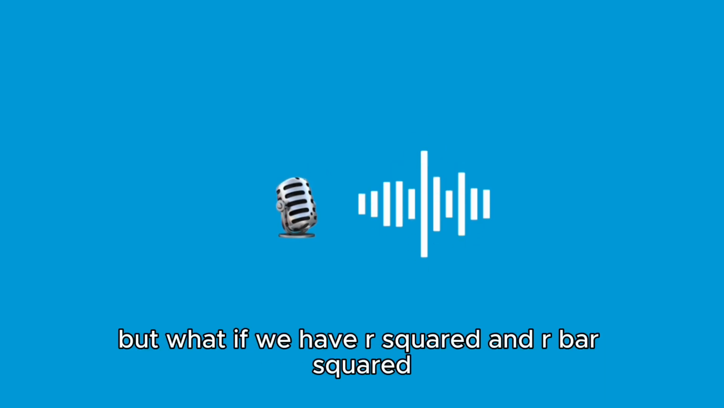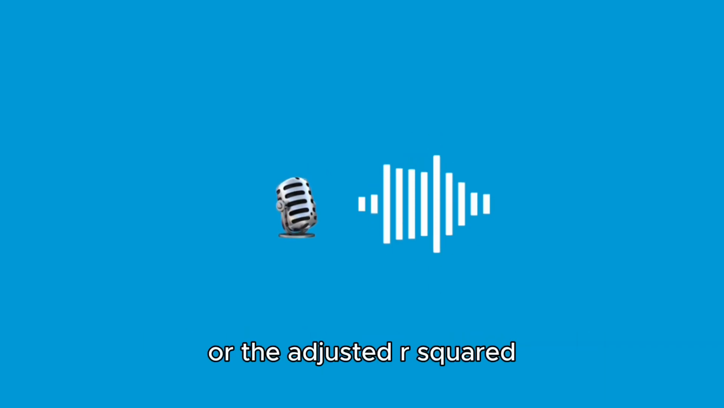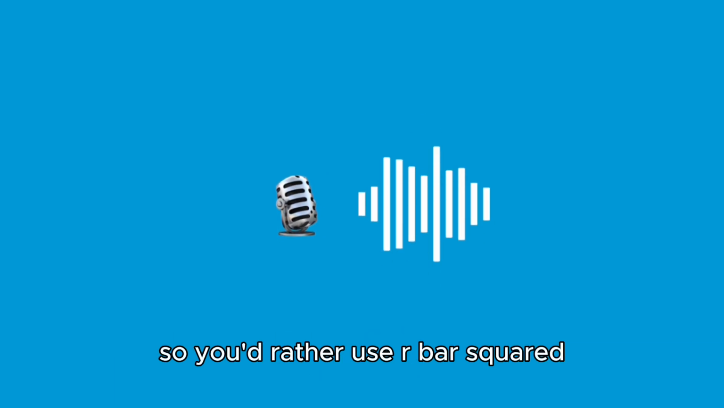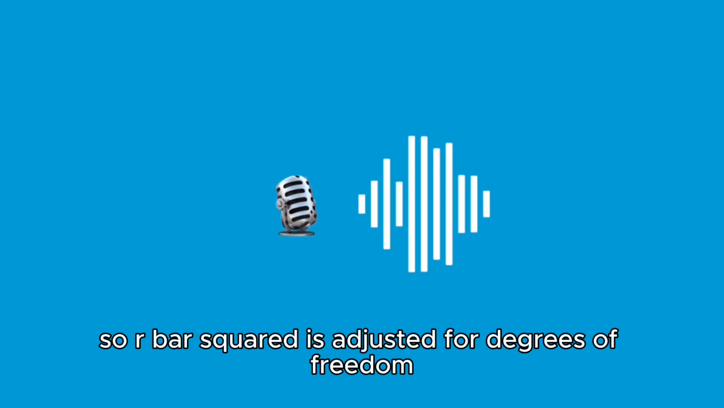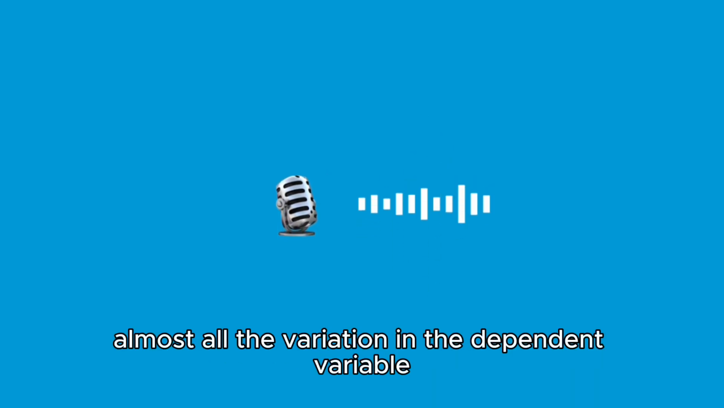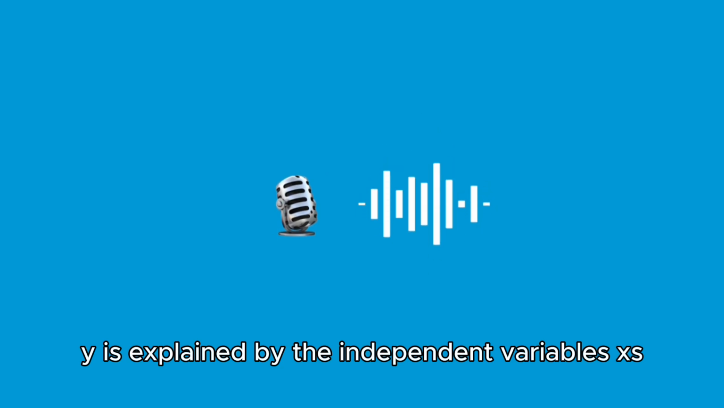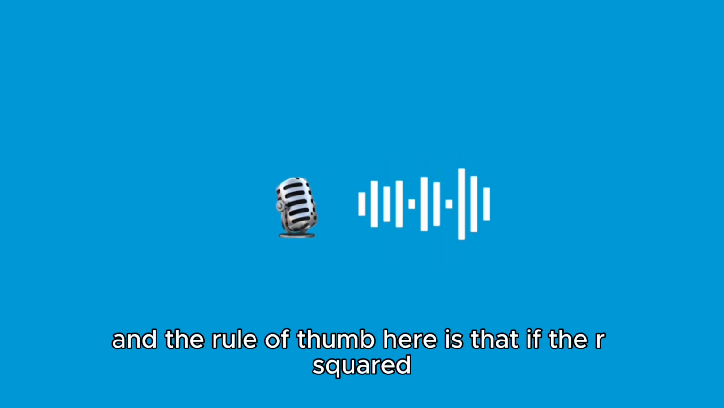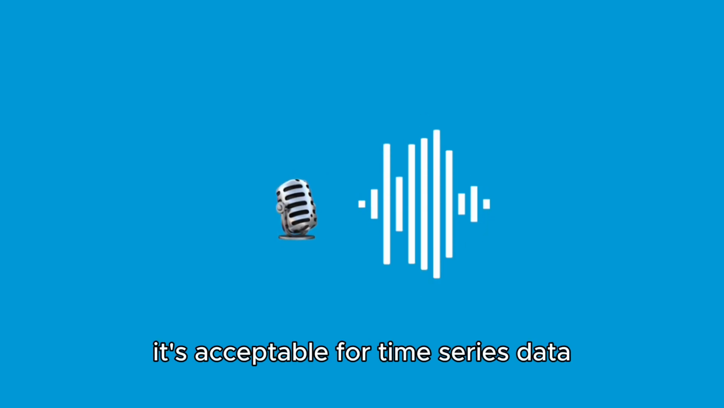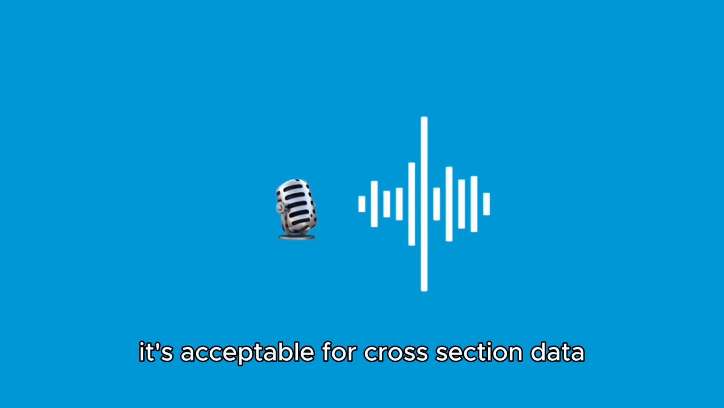But what if we have r squared and r bar squared, or the adjusted r squared? Well, each time a variable is added, r squared increases, so you'd rather use r bar squared. So r bar squared is adjusted for degrees of freedom. If r bar squared is close to 1, almost all the variation in the dependent variable y is explained by the independent variables, x's. And the rule of thumb here is that if the r squared or r bar squared is more than 0.7, it's acceptable for time series data. If it's a lower value, it's acceptable for cross-section data.